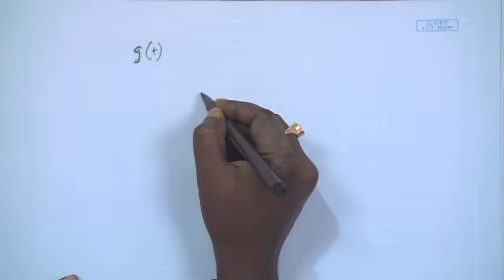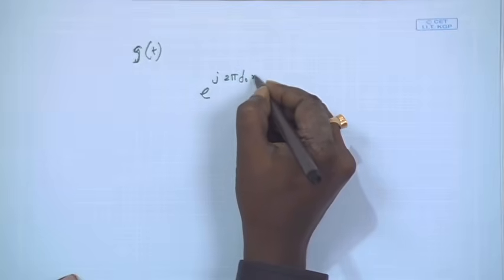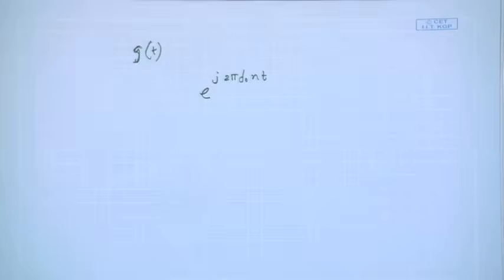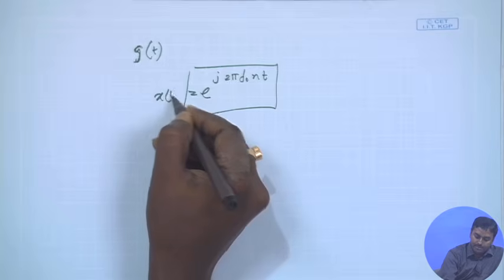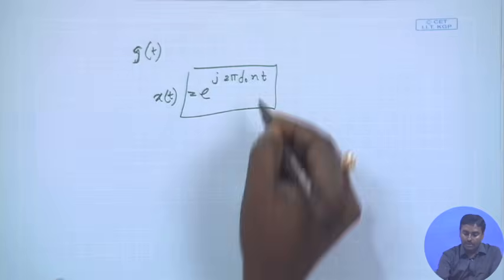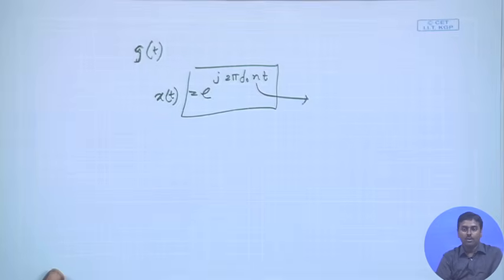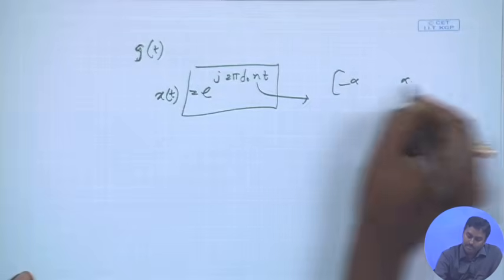So, that particular thing is represented as an exponential complex signal, e to the power j 2 pi f0 n t. So, this is my test x(t). Here n can take integer values, positive or negative, from minus infinity to plus infinity.